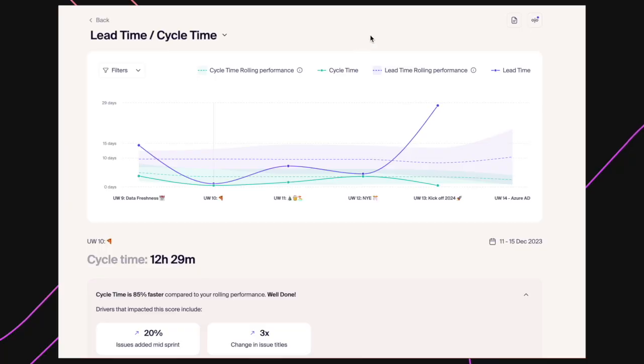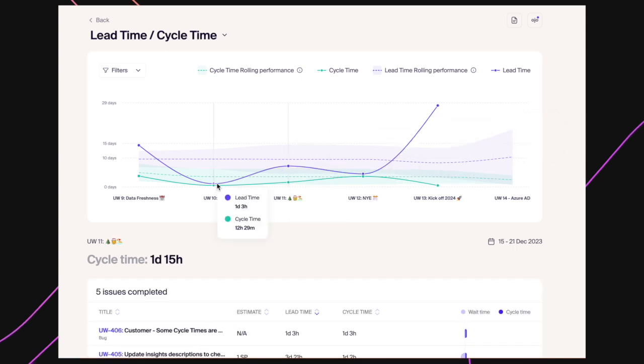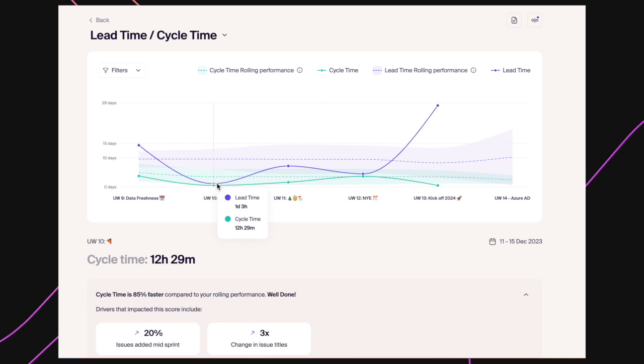In your chart, Umano plots your lead time and cycle time as solid lines relative to the dotted lines being your usual or rolling performance, where the most recent or current interval is on your right with all preceding intervals on your left. You can select any of the intervals from your chart to then have context presented back to you as to what's driving or affected your particular score for that interval.